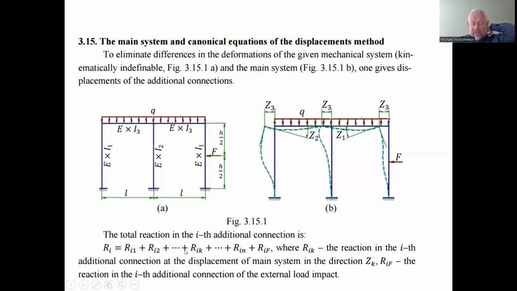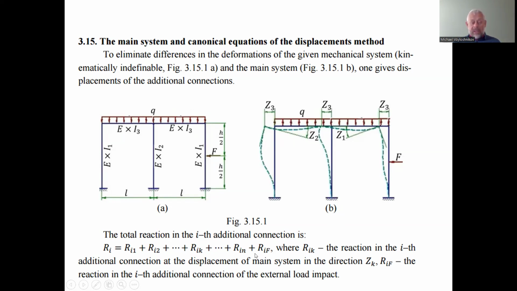So it will be the force R1,3. This means that this displacement causes as well the force in the first point, the first corner of the considered mechanical system, etc. So we can have many displacements of the mechanical system, and each displacement will act onto the force in the direction of any one displacement.